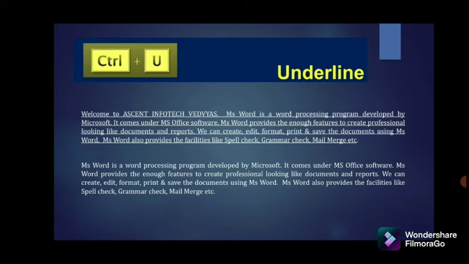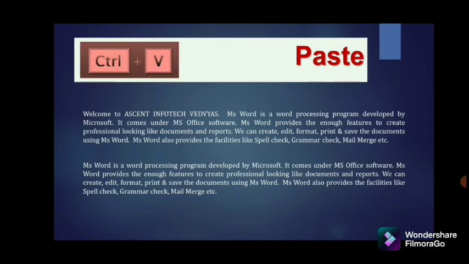Control U for underline. If you want to make your selected text underlined, then you can press Control U. Control V for the paste command. Just like we discussed Control C for copy, similarly you can paste your copied or cut data with the help of Control V. This is also a very popular shortcut key in MS Word.